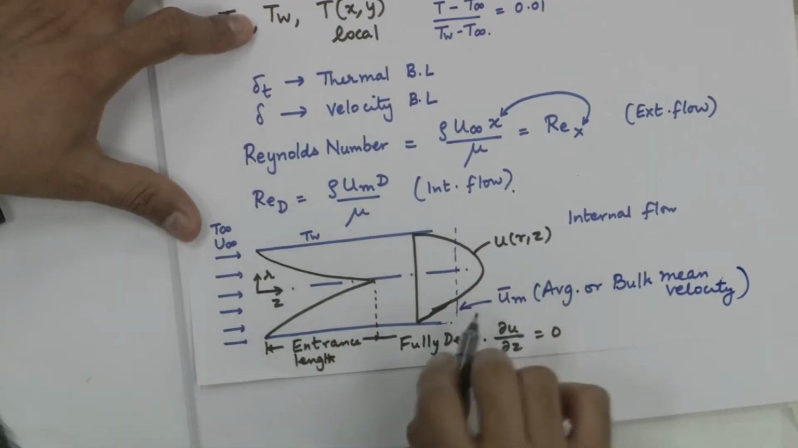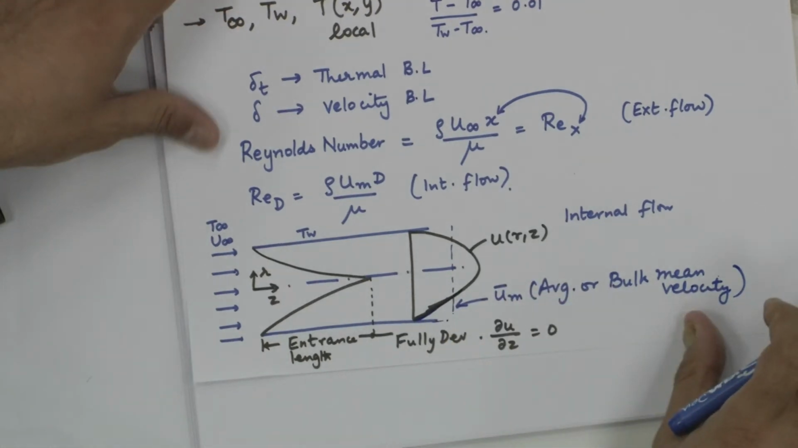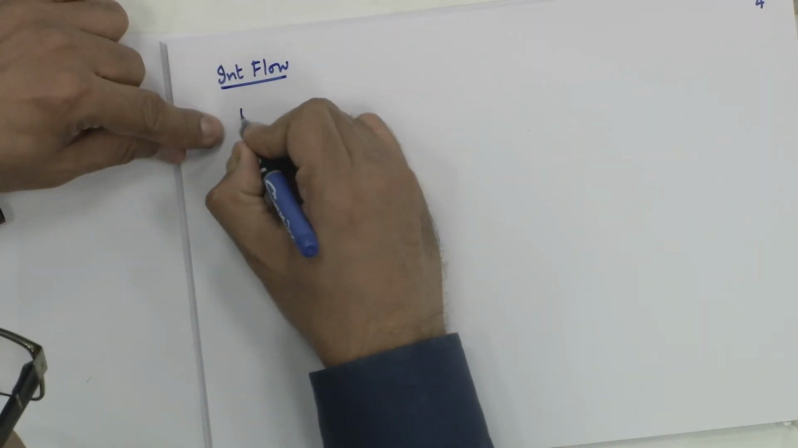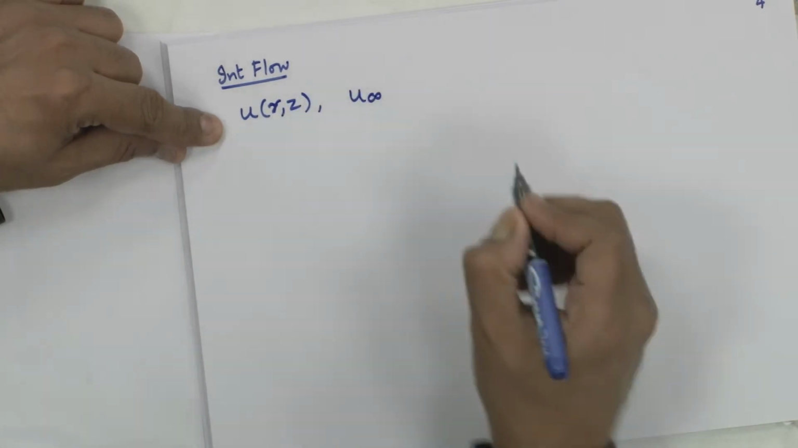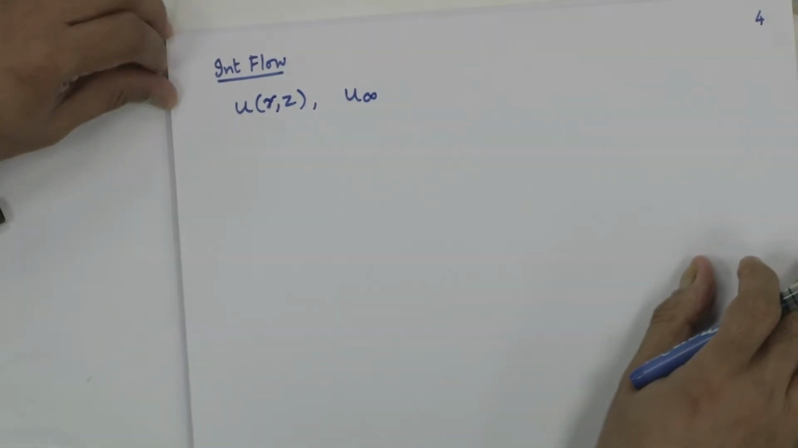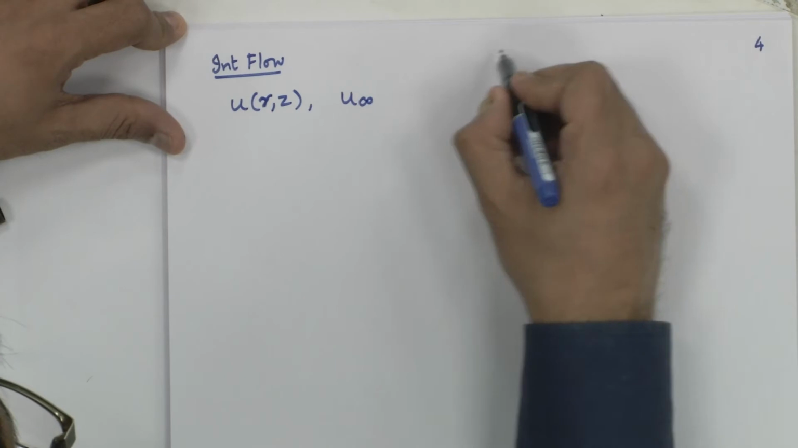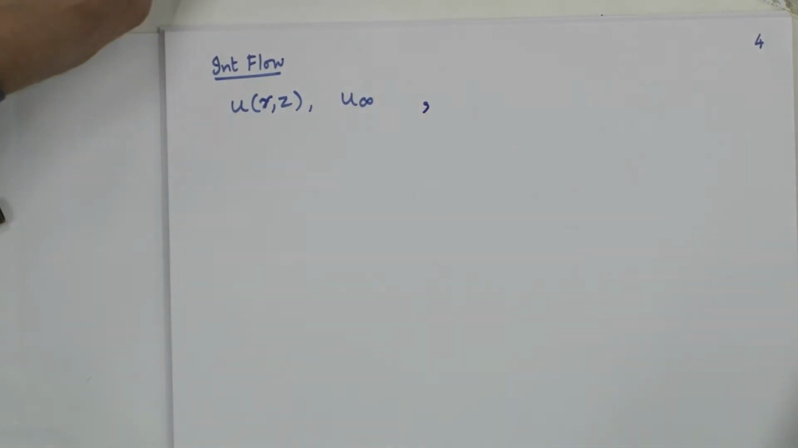Right. This fully developed flow was very useful in defining several things. In internal flow hydrodynamics, we have u of r comma z and u infinity, only 2 quantities, correct. In internal flow heat transfer, let me draw the same thing.